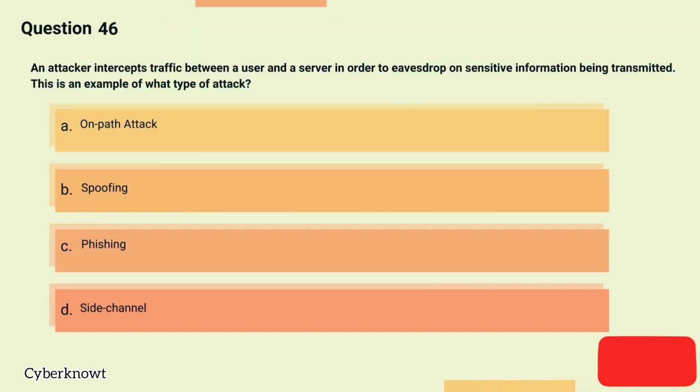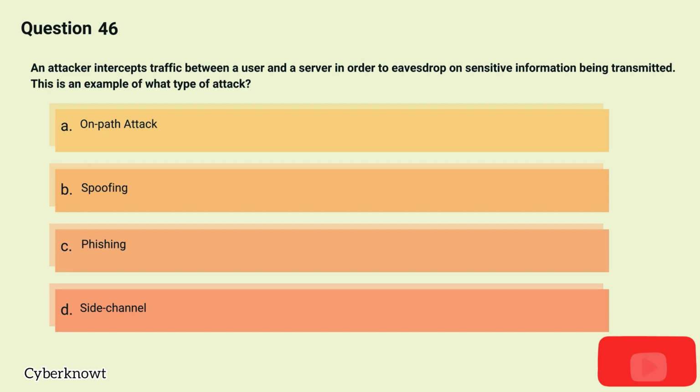Question 46. An attacker intercepts traffic between a user and a server in order to eavesdrop on sensitive information being transmitted. This is an example of what type of attack? Option A. On-path attack. Option B. Spoofing. Option C. Phishing. Option D. Side channel.